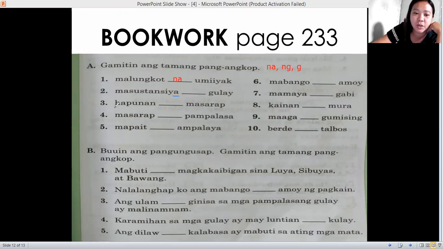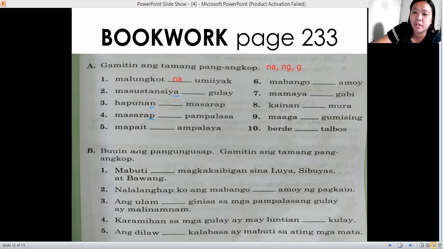Done? Okay, let's go to number 3. Hapunan, blank, masarap. It ends with letter N. So, if it ends with letter N, what are you going to add? Ready? Think. Write your answer. Okay, now let's go to number 4. Masarap, blank, pampalasa. It ends with letter P. Consonants, alright? If it ends with consonant, what pang-angkop you are going to use? Is it na, ng, or G? Write your answer.